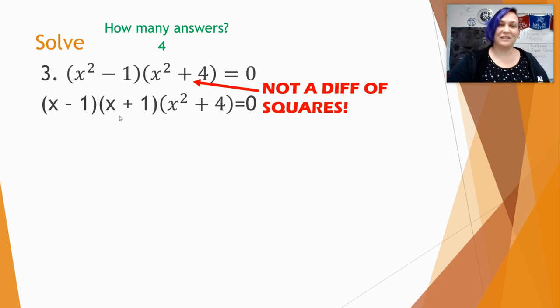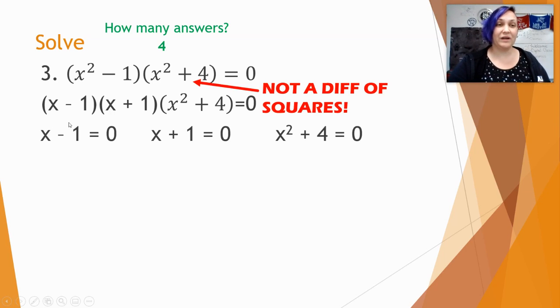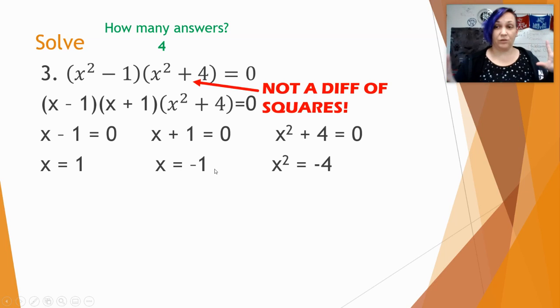That means that my second parentheses is not going to give me nice, pretty answers. But I can get 2 very, very nice answers from those first 2 parentheses. The first one is going to give me an answer of positive 1. The next one will give me an answer of negative 1. So I'm done with those. Those are 2 of my answers, positive 1, negative 1.